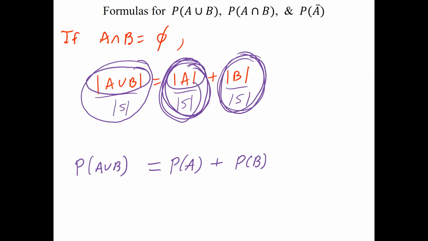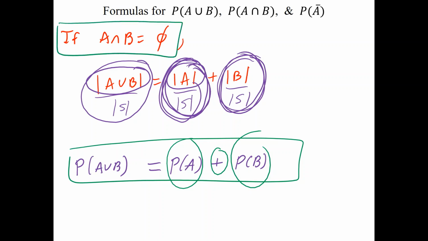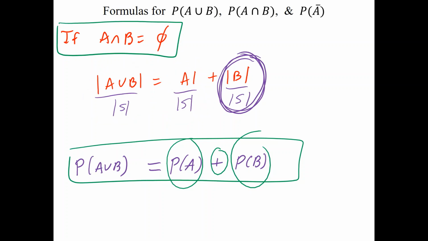So the probability of an OR, you just find the probability of each one and then add them. But that's only true if the events are disjoint. Okay, so that's one formula. So there's going to be a second one. Why? Because what if the events are not disjoint? Then we can't do what I did here.